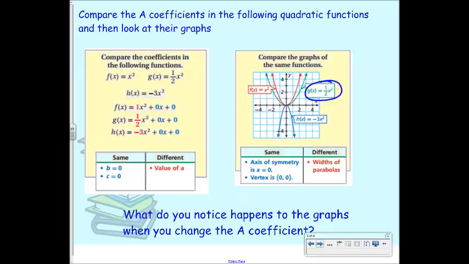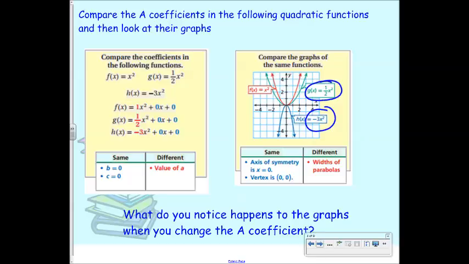As a gets larger, like down here in the blue, 3 is bigger than 1, what happens to the graph? It gets narrower. All right, it gets narrower. And then how come this one's upside down? It's negative. So when a is negative, that means it flips and it's upside down.